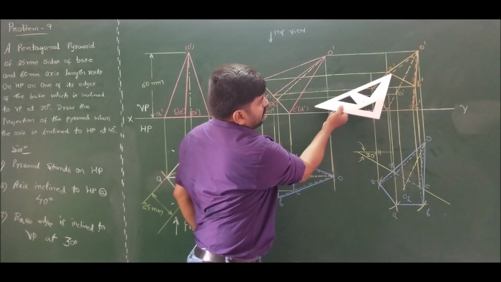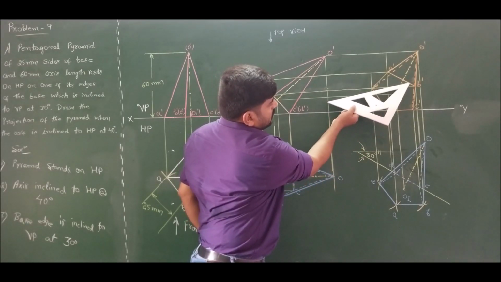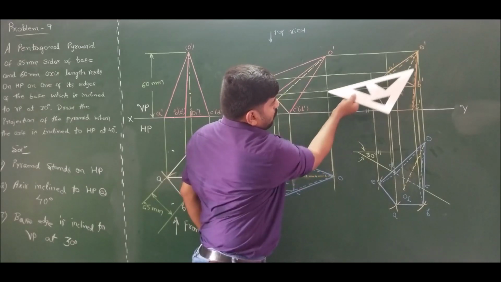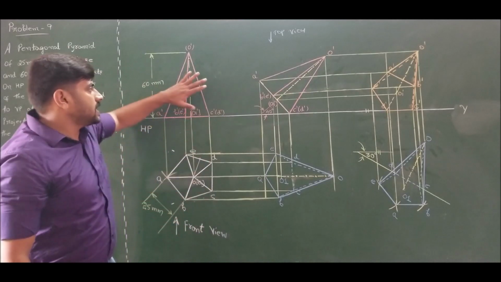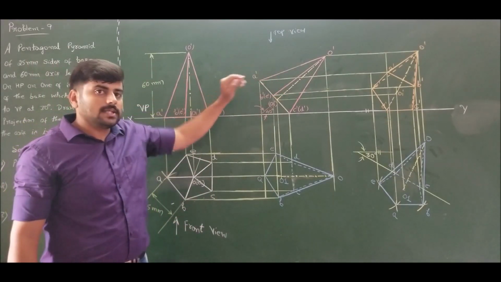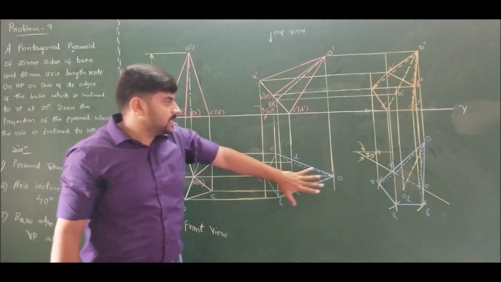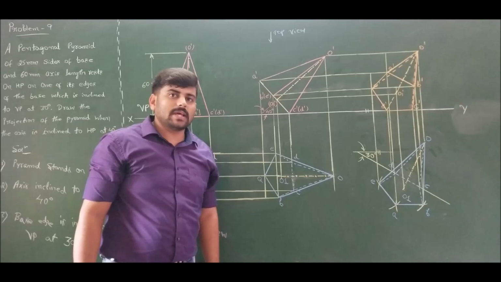So here one is visible, another one is invisible. Here also A prime B prime is visible, C prime O prime is invisible. As usual, I have used the same color for these two front views, which means that these two are of the same dimensions. For these two top views, I have used the same color, therefore these two are of the same dimensions.